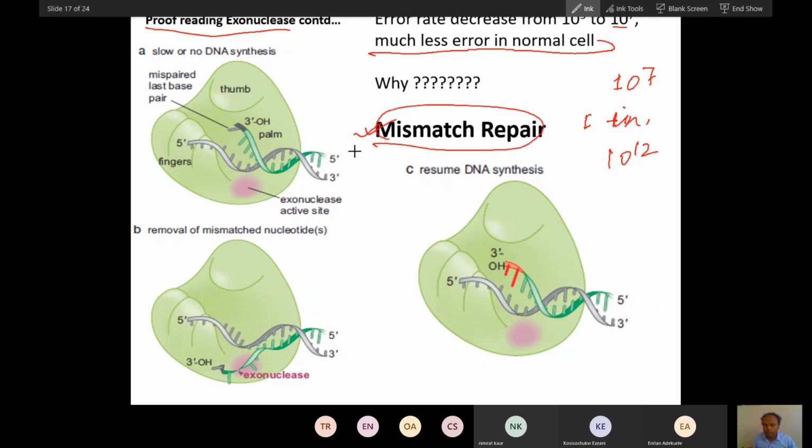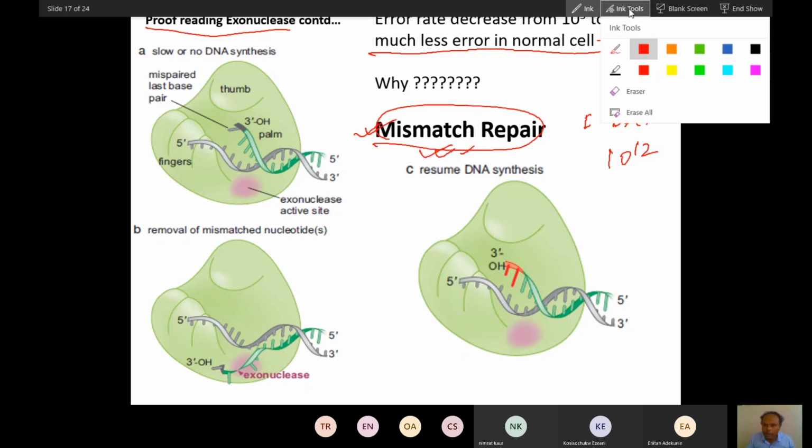After DNA synthesis is done inside the cell, there is one repair mechanism. I will talk about this repair mechanism next week. First I will talk about this DNA damage and repair mechanism, then I will talk about RNA. So I will talk about this DNA repair mechanism in the next class, next week. Mismatch repair will remove more of this error.